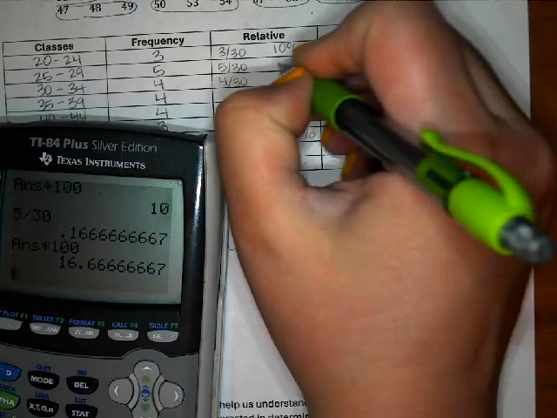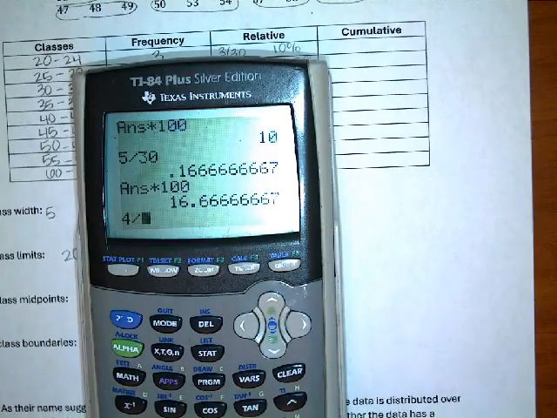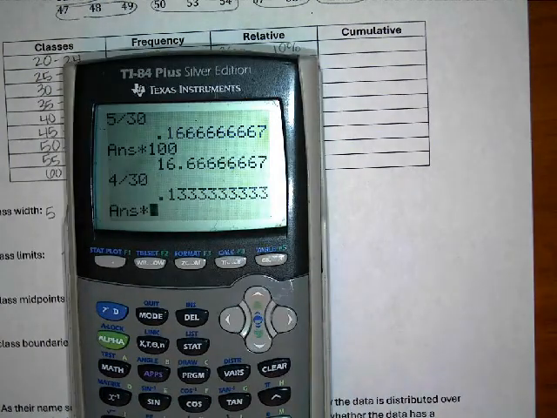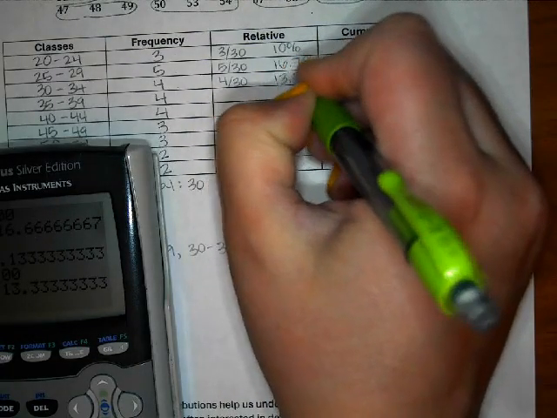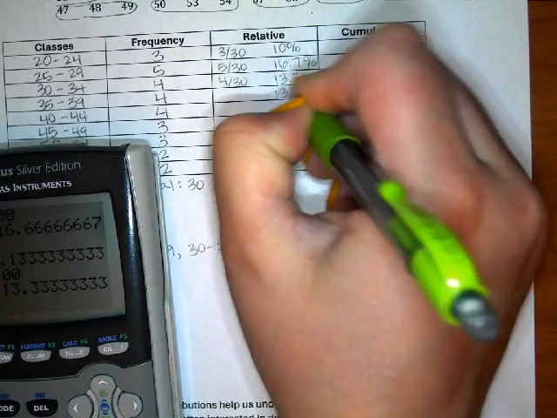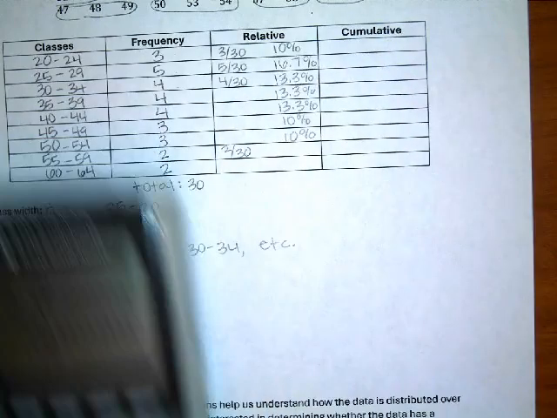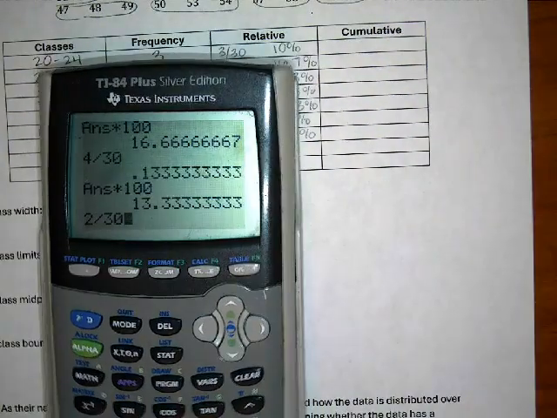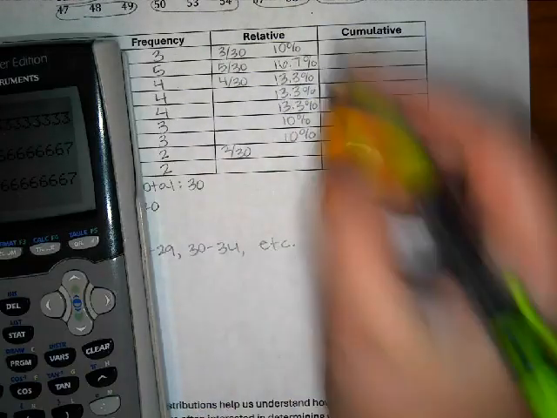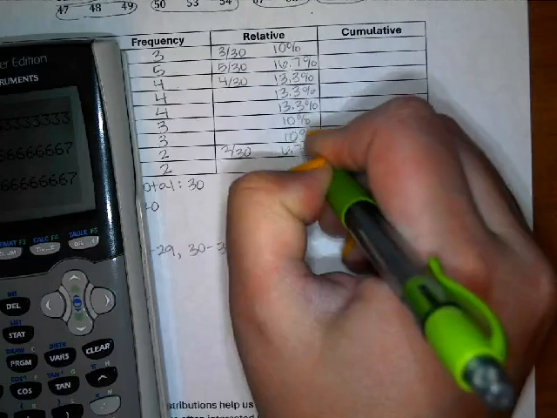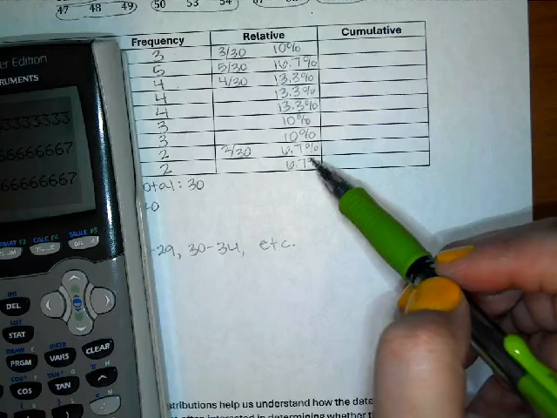16.7%. This is going to be 13.3%. And then the last 2, 6.7%. And if we were to add up all these percentages, then our total should be 100% because 100% of the data is represented.